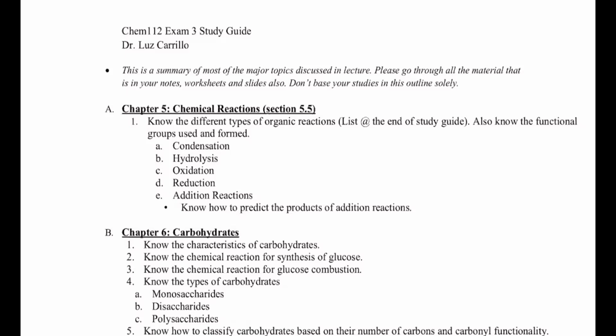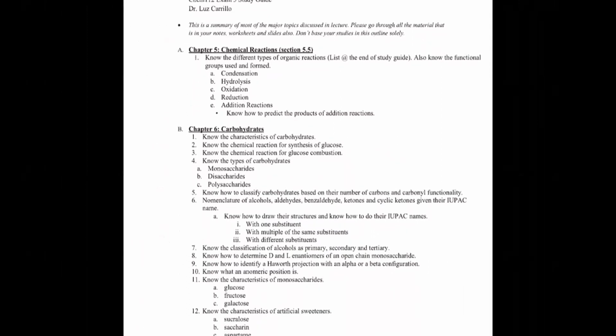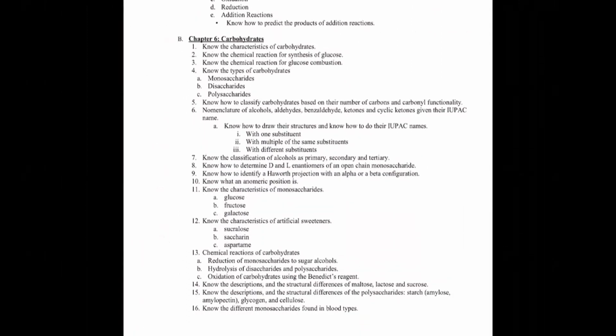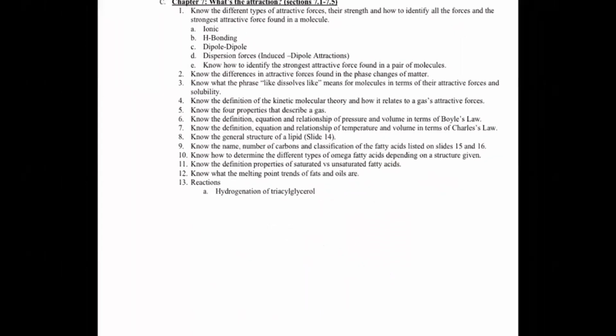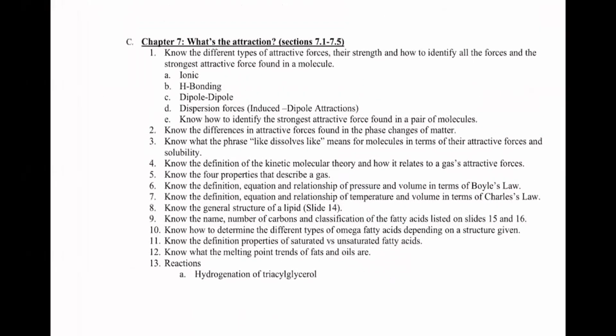That being said, when it comes to exam 3, we are going to be having a section of chapter 5, which you can see is section 5.5. Then we have the material for chapter 6, which you can find here in the outline. Then we have chapter 7 material, but only section 7.1 through 7.5.